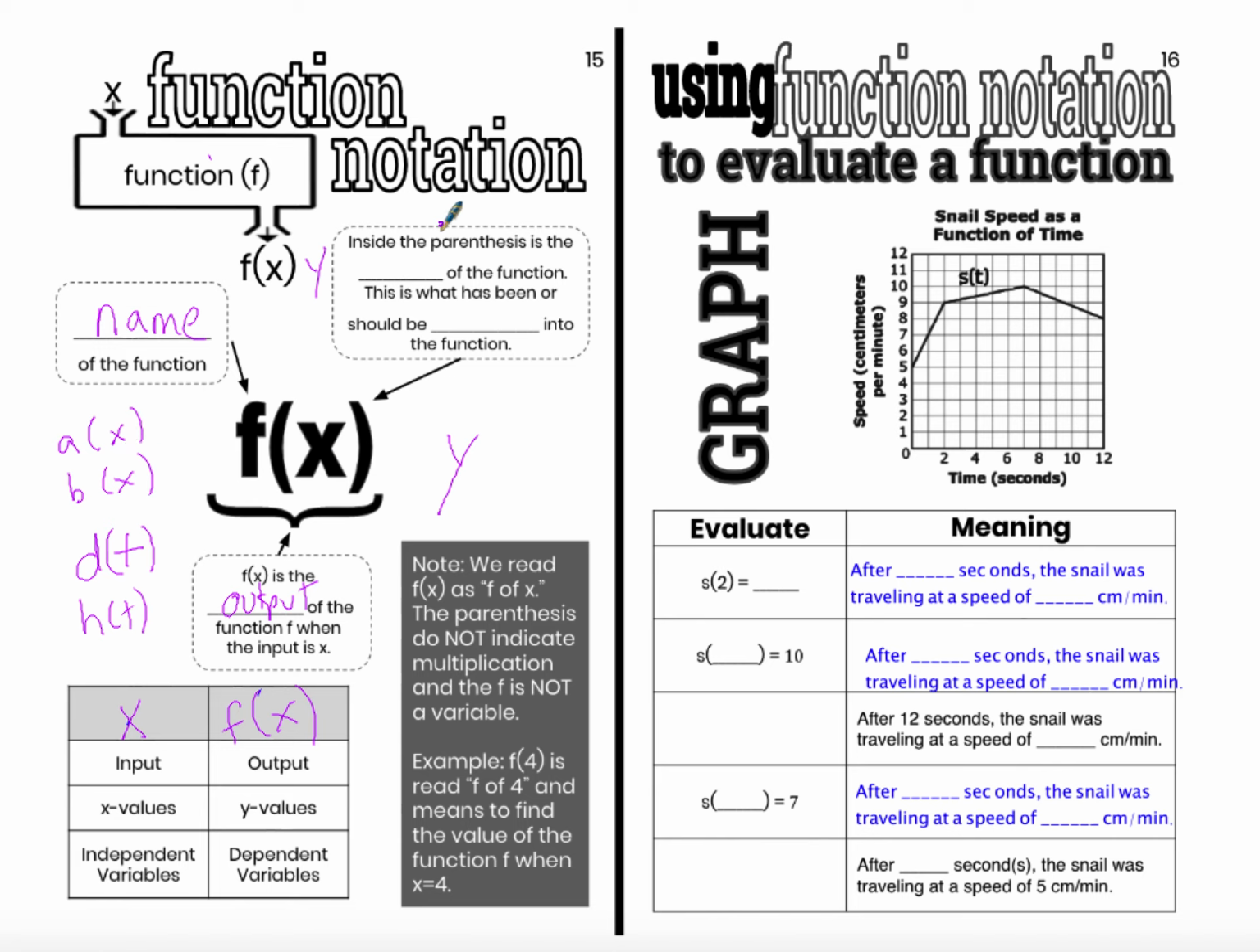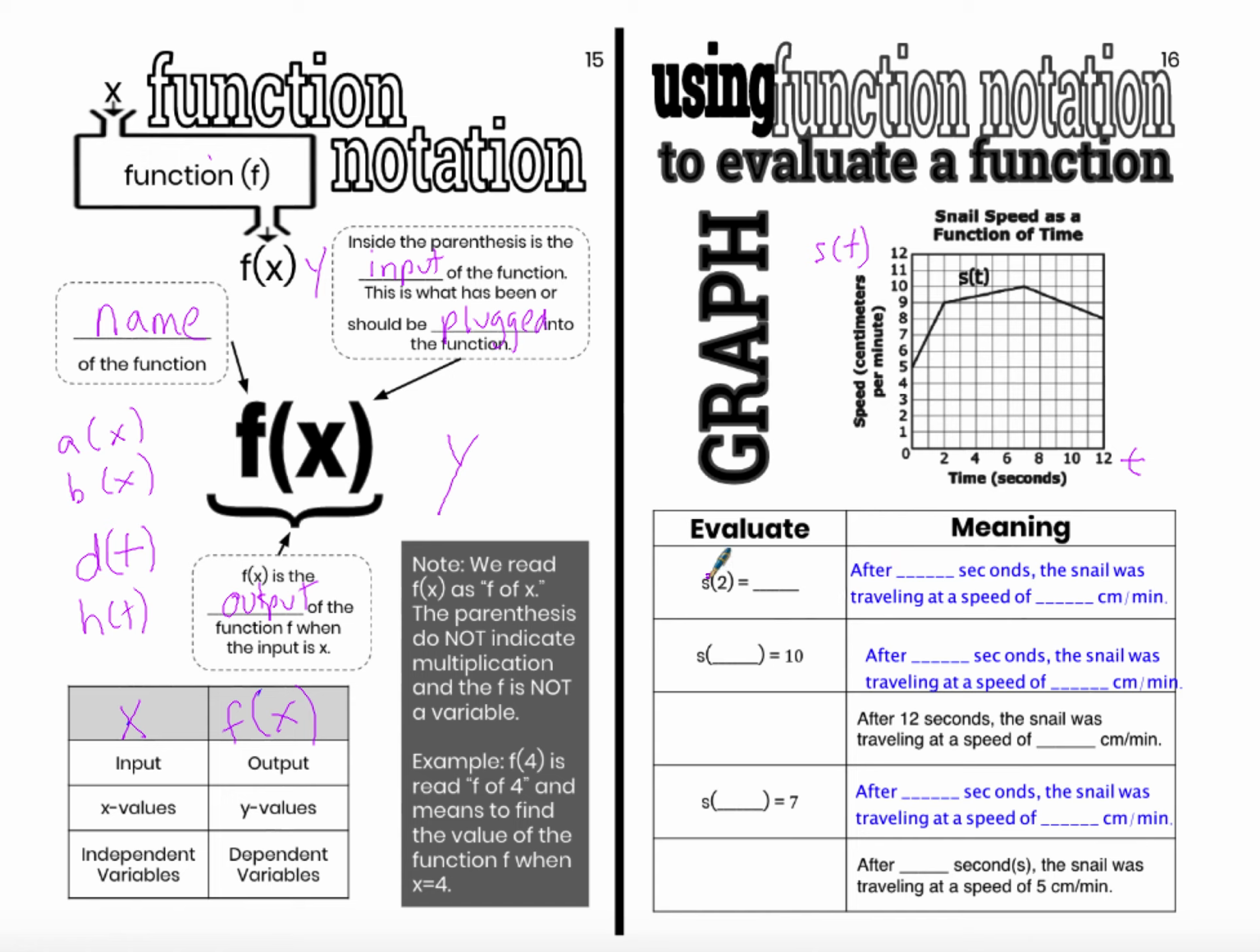Inside the parentheses, you write the input of the function. This is what has been or should be plugged into the function. So into the function goes our input, our independent variable. Out of our function comes our output, f of x. This is commonly understood first with graphs and tables. So if we look at this graph, we still have an x-axis. We're using t for our independent variable. And then our output now, instead of y, is s of t.